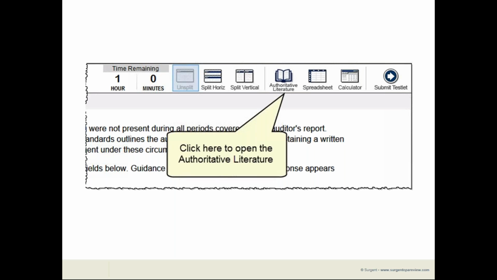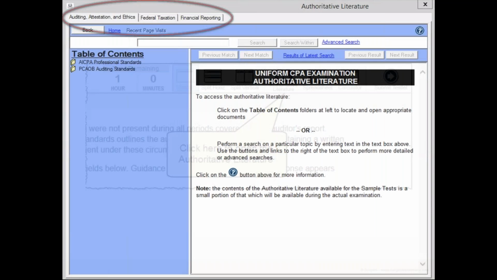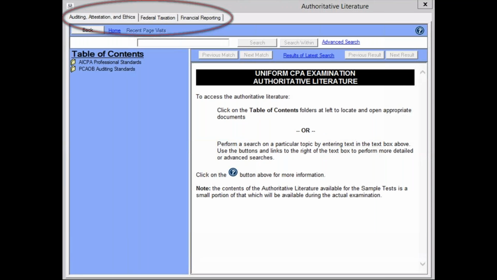I know it's a little bit hard to see, so I tried to blow it up big for you so you can see that this is where the authoritative literature tab is located, because previously this tab was located at the top left. So now you know where to go, it's easy to find, and you'll be ready when it comes down to exam day.